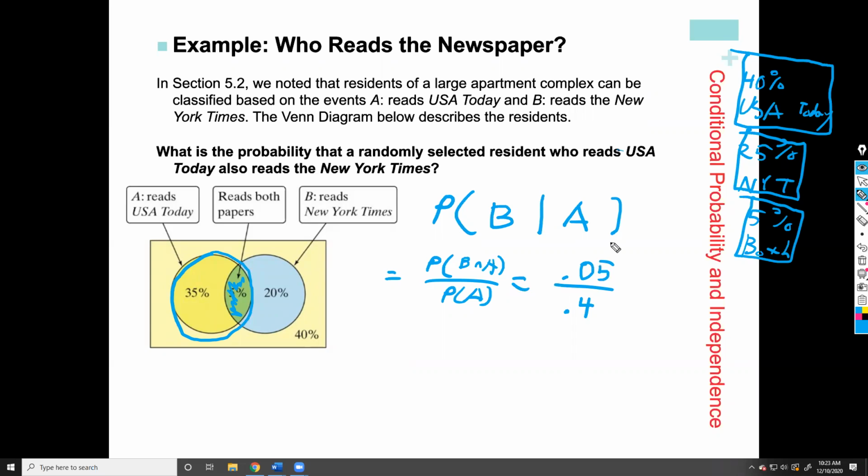In this case, it's not a multiplication of anything. That's what I heard some groups discussing, some multiplication. It is out of the people that you're already told about, how many fit into the other groups that you're interested in. So out of the people that already read the USA Today, how many also read the New York Times? That's what you're finding with a conditional probability. So out of 0.4, we have 0.05. That's 1 in 8, so that's going to be 0.125.